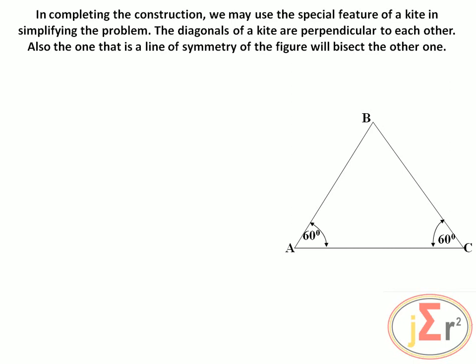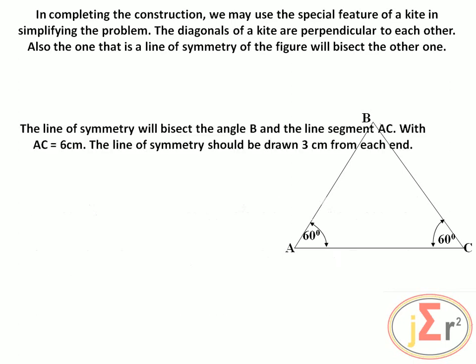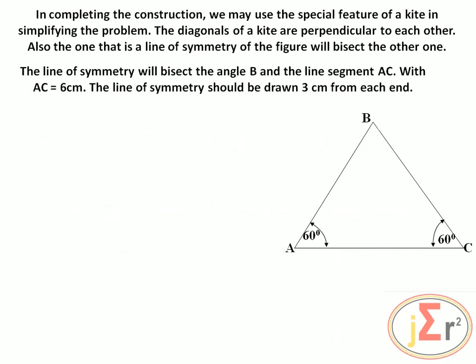So the diagonals of a kite are perpendicular to each other. Also, the one that is a line of symmetry of the figure will bisect the other one. So one is a line of symmetry of the kite and it will bisect the other diagonal. The line of symmetry will bisect the angle B and the line segment AC. With AC equal to 6 centimeters, the line of symmetry should be drawn 3 centimeters from each end.